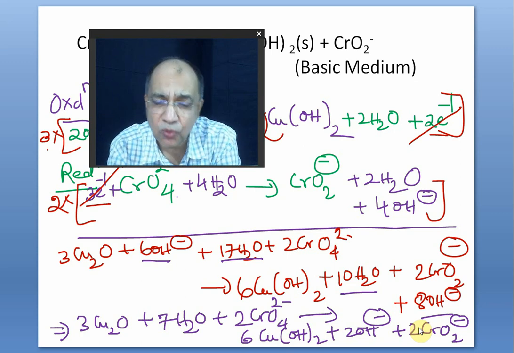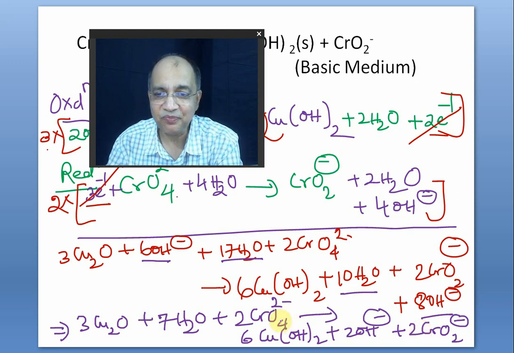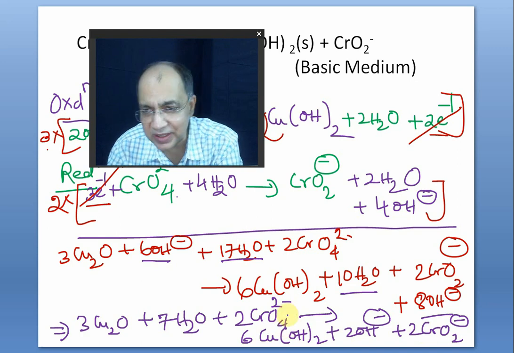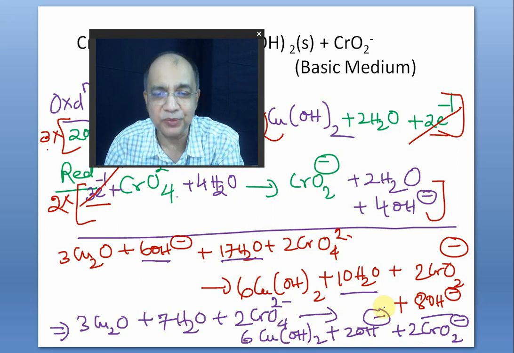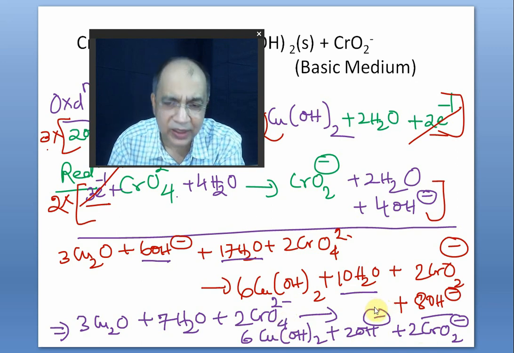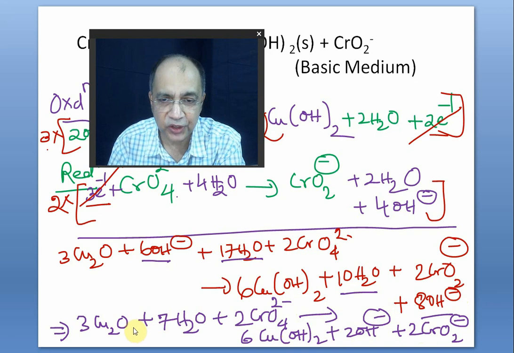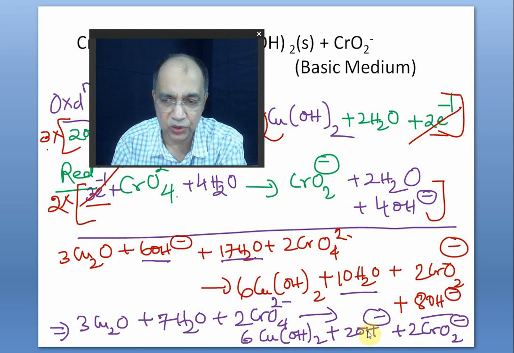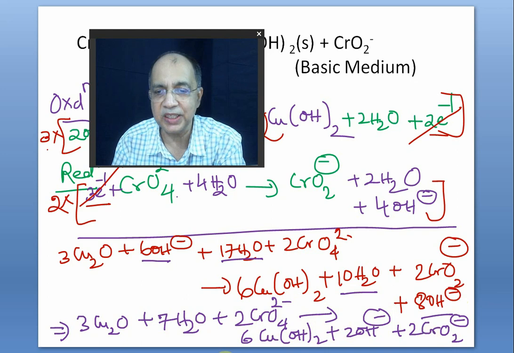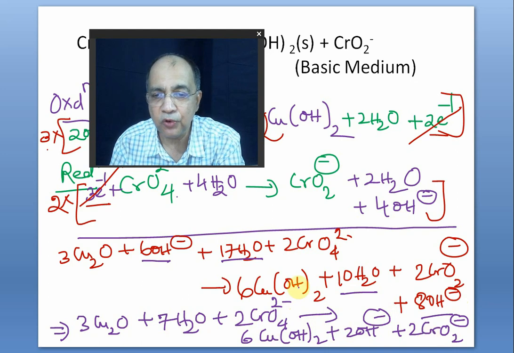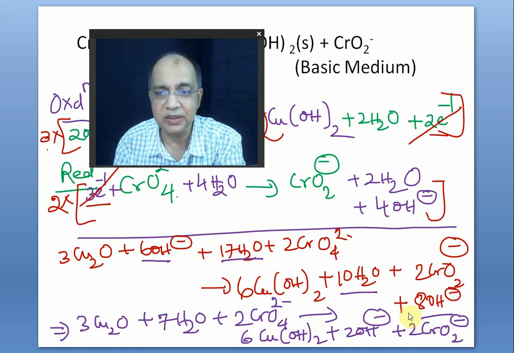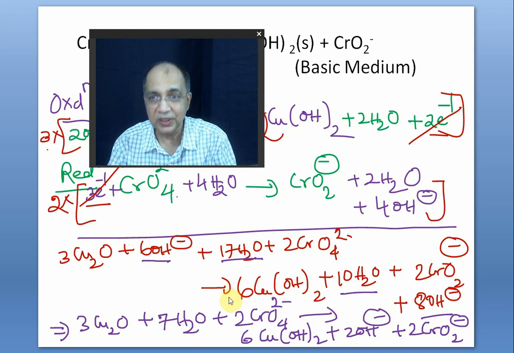Once you test one element, say oxygen, which is present everywhere in all the species, then automatically the others are done. 3 plus 7, 10, 4 2s are 8, 18, 6 2s are 12, plus 2, 14, plus 4, 18. And the total charge is 4 minus, and this is 4 minus. So this is a balanced equation.